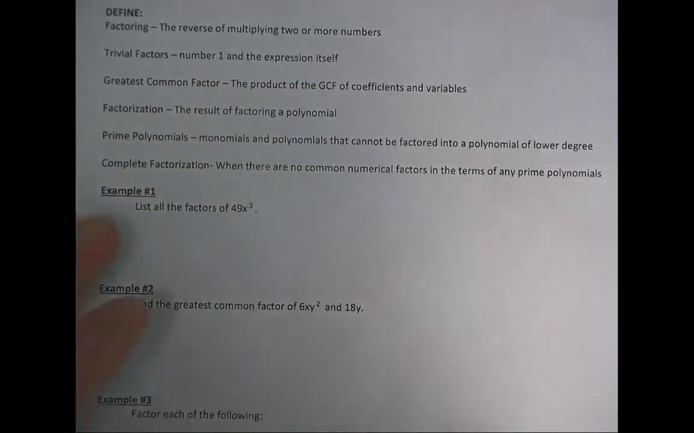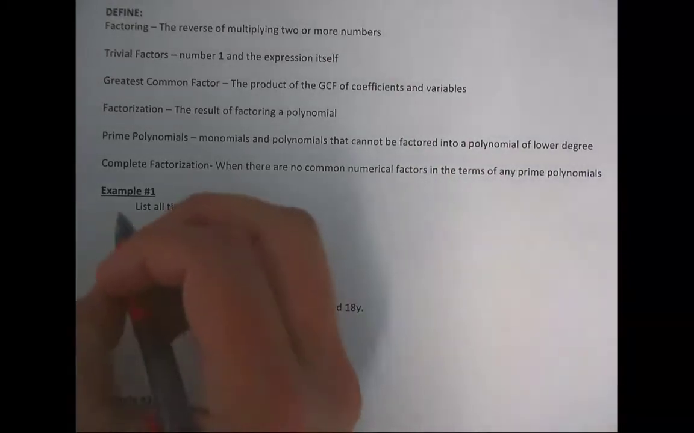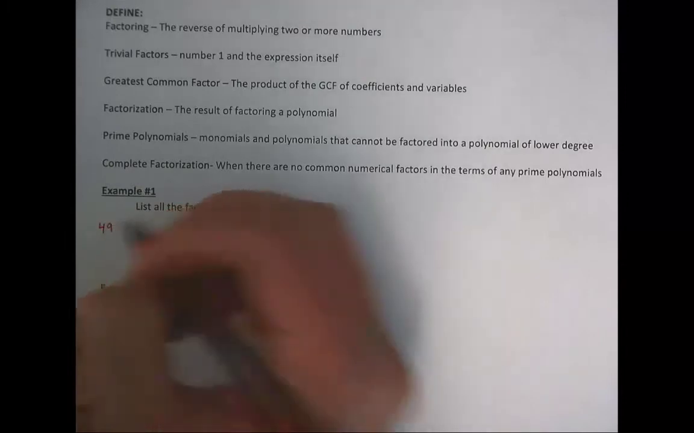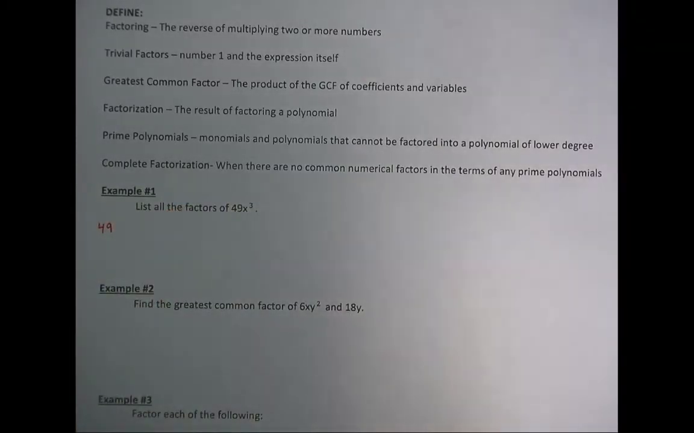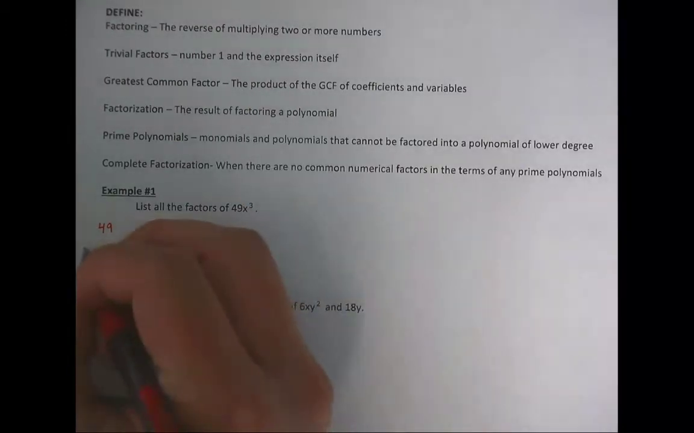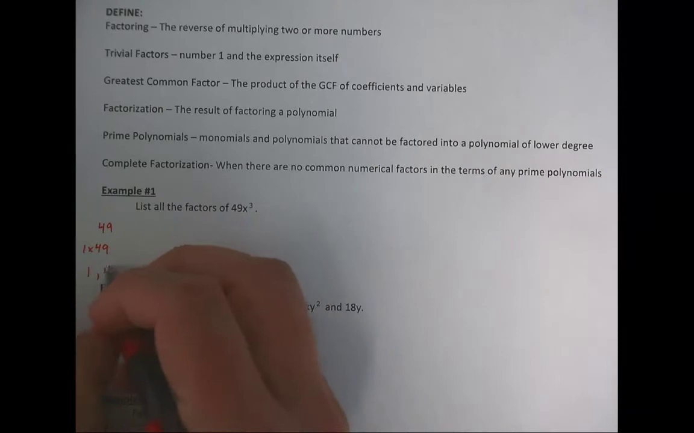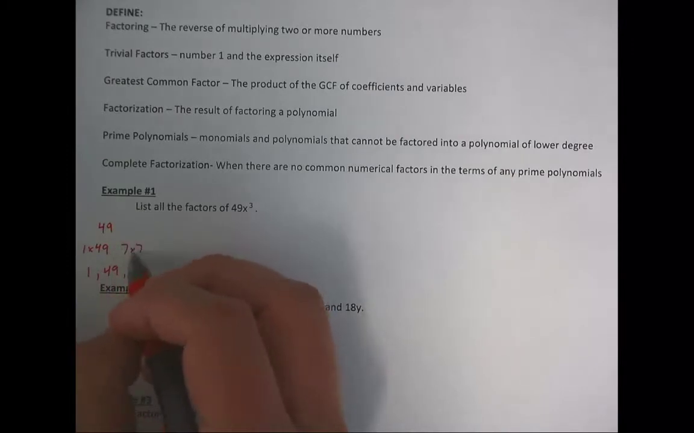We're going to jump right in. So we want to list all the factors of 49x to the third. Now, let's start with just 49 in general. List all the factors. Now, factors are things that multiply into 49 evenly. So you could do 1 times 49. So 1 is a factor and 49 is a factor because they're numbers that multiply. And the only other one that you can do is 7 times 7.